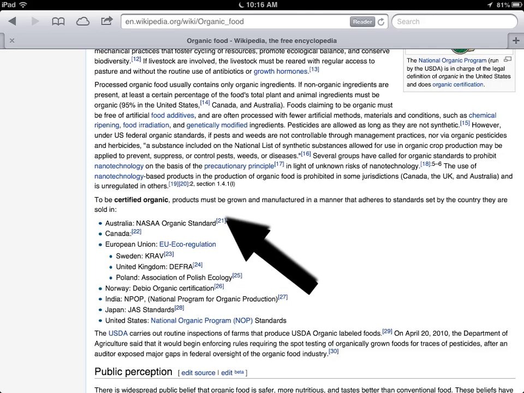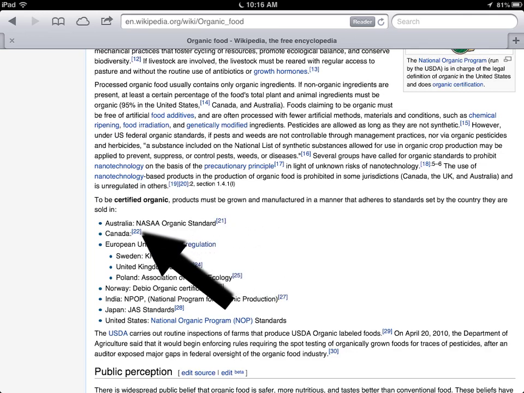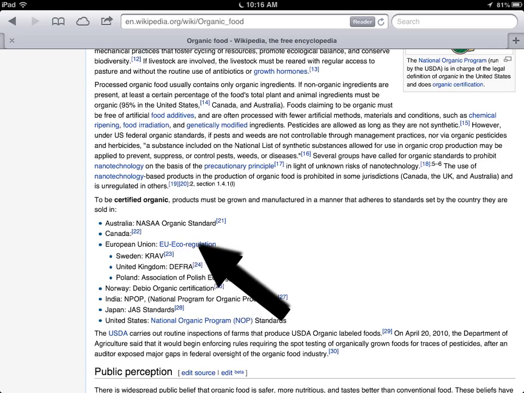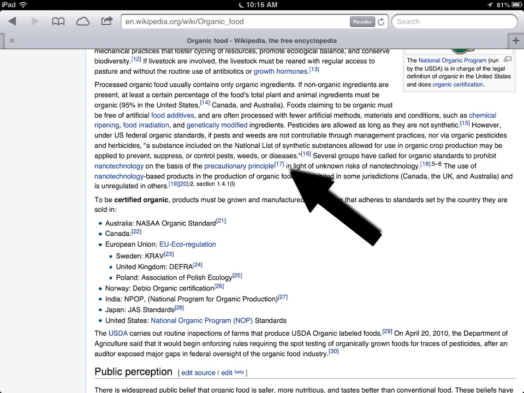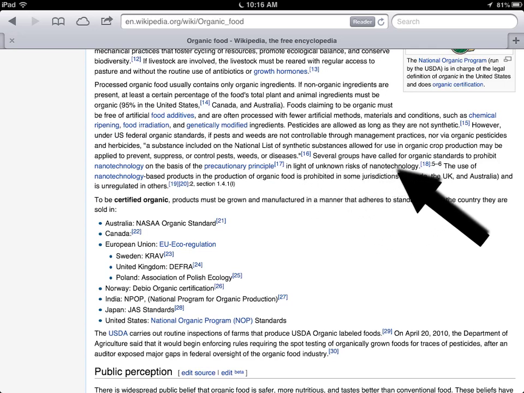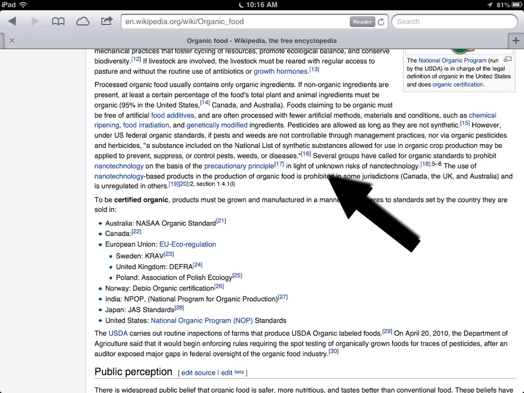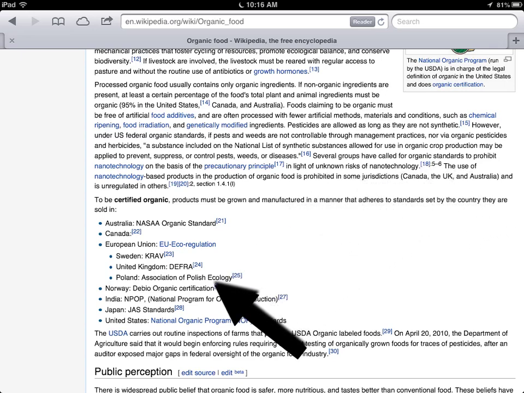Whenever you see a number on a Wikipedia page, and this one is about organic food, you know that if you click on it, it's going to take you to another website, which is where they got this information. So when they say, in light of unknown risks of nanotechnology, they are citing a source right here, and if you click on it, it will take you to a place where it talks about what nanotechnology is, and obviously that there are some unknown risks there. Okay? So the more of these numbers you see on a Wikipedia page, the more reliable it is.